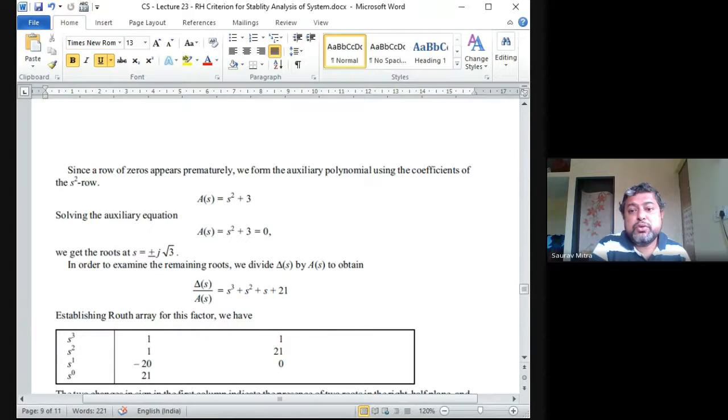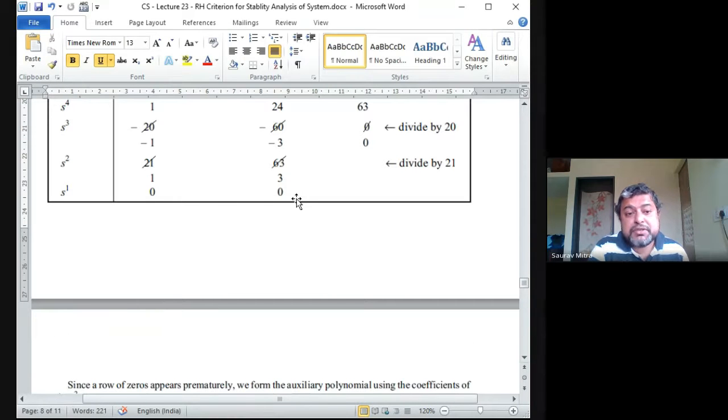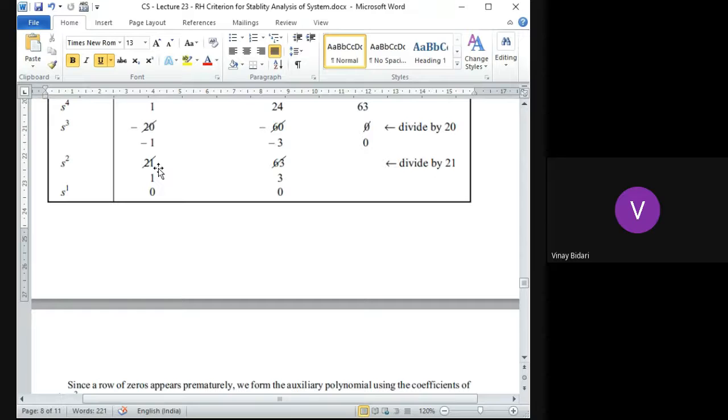In this case, you have to go to the previous row. Whenever you find that the s^1 row is becoming 0, you have to go to the s^2 row. What is the first coefficient? It is 1. What is the second coefficient? It is 3. So write the polynomial. It is s^2 plus 3. So whichever row is becoming 0, go to the row above it, write that polynomial and differentiate it with respect to s. This sounds very long, but when you practice, it becomes very easy for you.